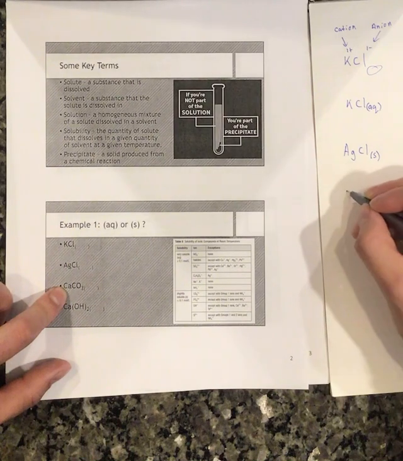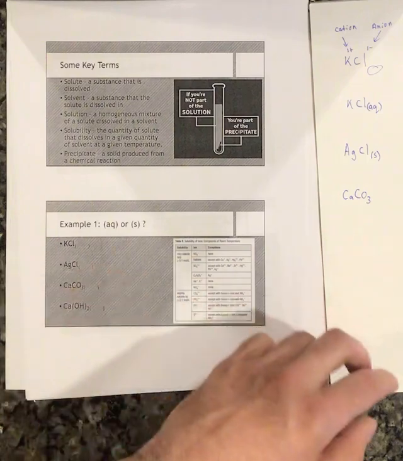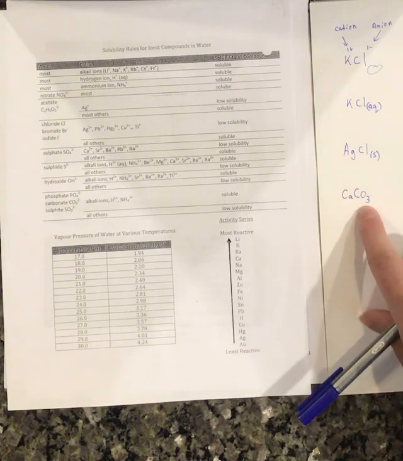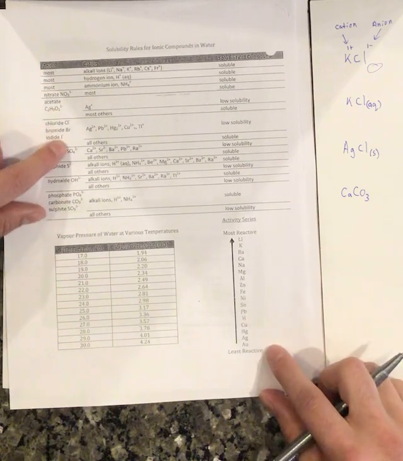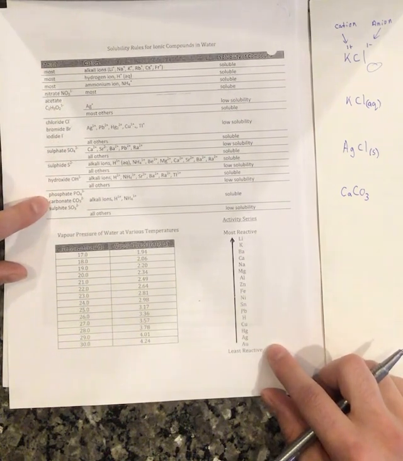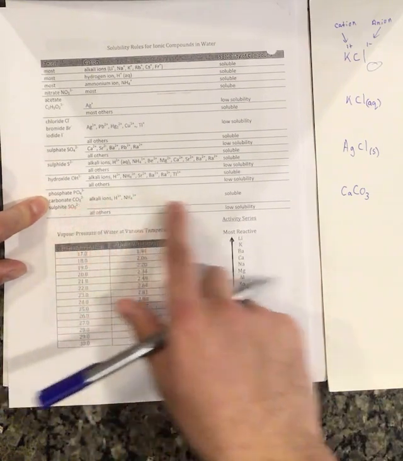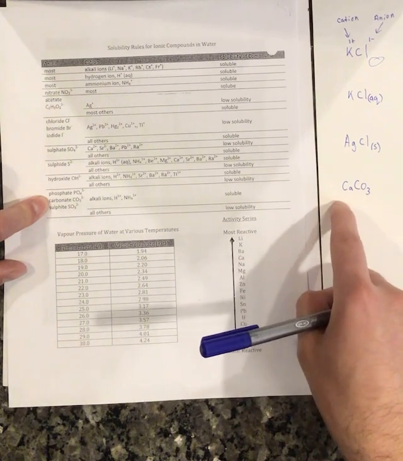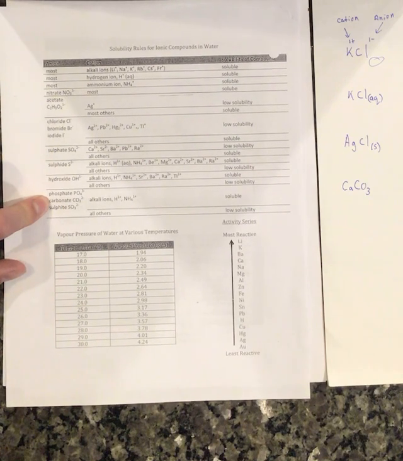Calcium carbonate. So we have CaCO3. I'm just rewriting it over there so I can have both together. So I have my calcium carbonate. Carbonate is my anion, which is my negatively charged ion. As I look over here, I see carbonate down there. As I look across, I'm looking for calcium. Now, calcium is an alkaline earth metal.